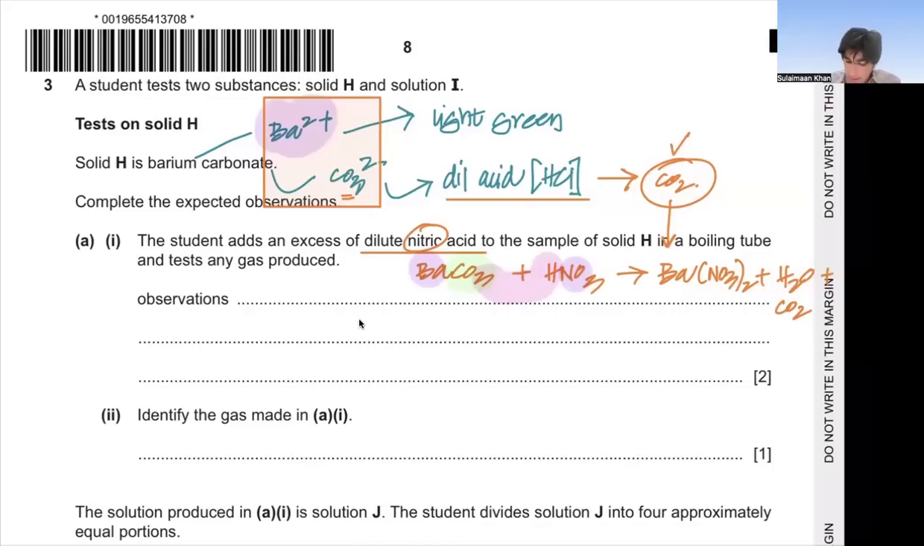Nice thing. The student adds excess dilute nitric acid to the sample of solid H in a boiling tube and tests any gas produced. What are the observations? Now, there's two ways to go about this.